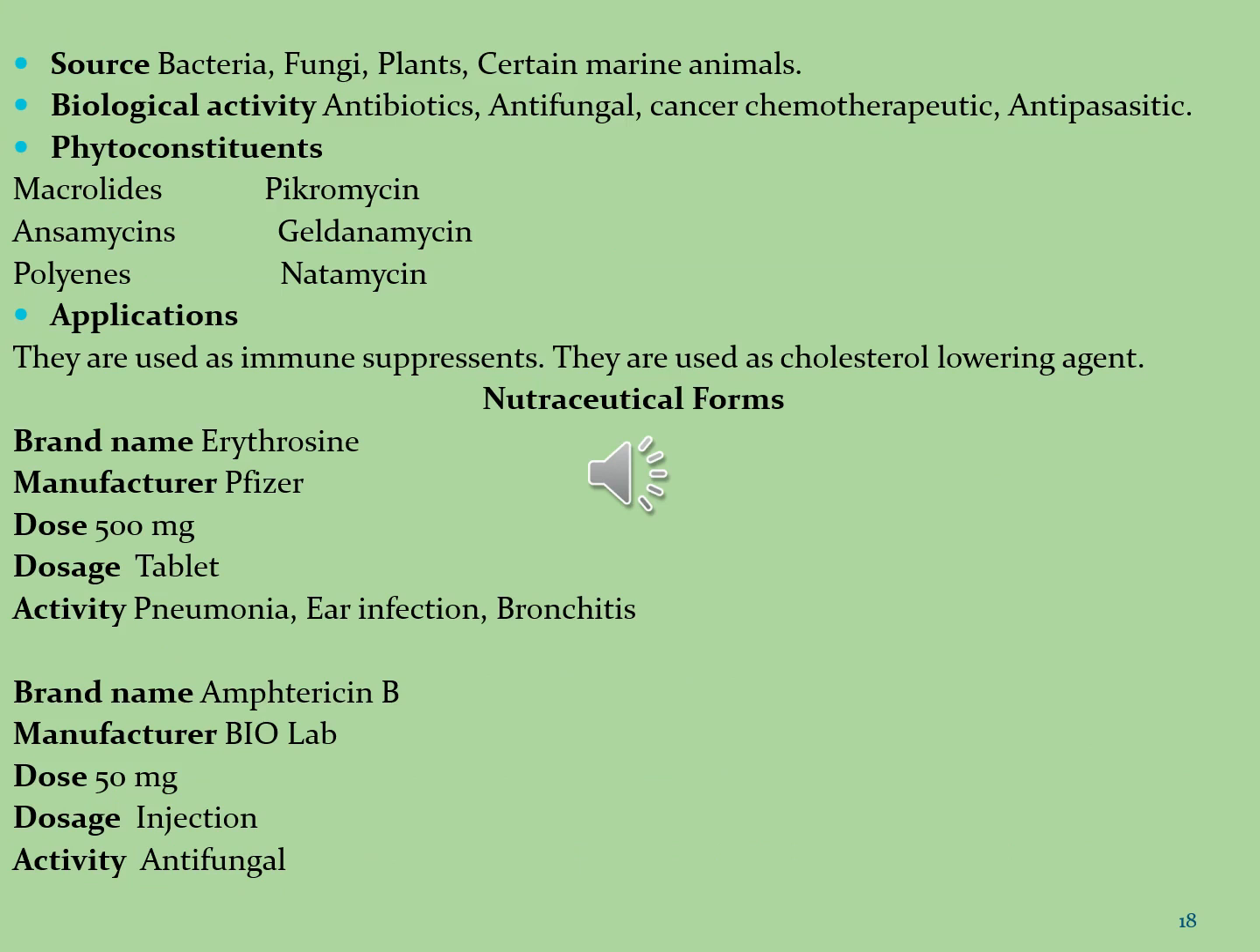Polyketides are isolated from different sources. The main sources from which polyketides are isolated and extracted are bacteria, fungi, plants, and certain marine animals. Polyketides also have some biological activities, and they work as antibiotics, antifungals, cancer chemotherapeutics, and antiparasitic agents. You can see here some important phytoconstituents: macrolides, ansamycins, polyenes, picromycin, geldanamycin, and natamycin. Now we discuss their uses and importance turn by turn.